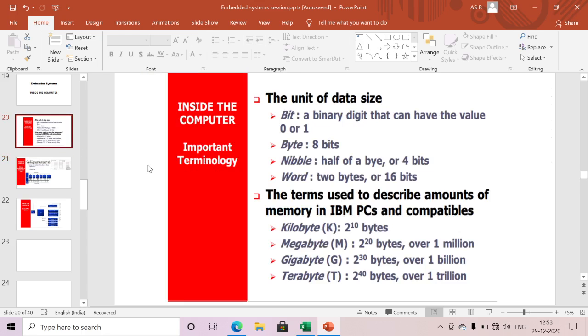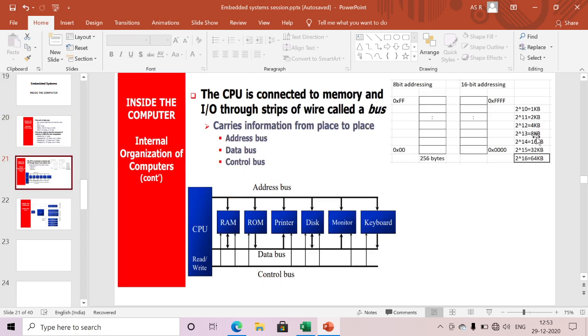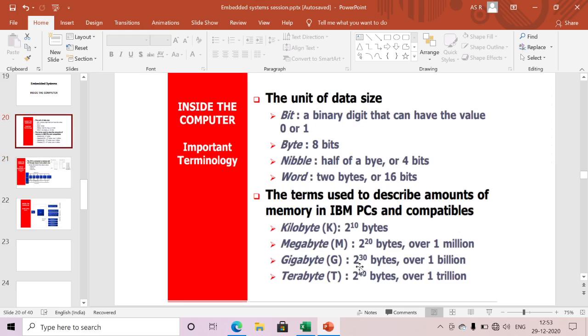As we discussed initially, 2 power 10 means 1 KB, 2 power 11 means 2 KB, 2 power 12 means 4 KB, 2 power 13 means 8 KB, 2 power 14 means 16 KB, 2 power 15 means 32 KB, 2 power 16 means 64 KB. Here, 2 power the number of address lines equals that much memory we can access. With 15 address lines we can access up to 32 kilobytes. Based on our address lines, we can access that much memory. For example, if we have 30 address lines, we can access up to 1 GB.